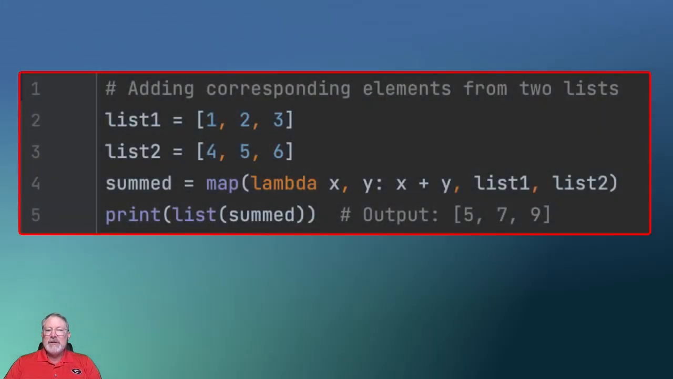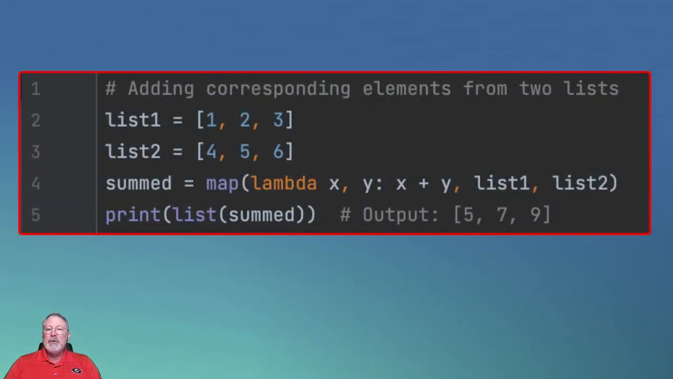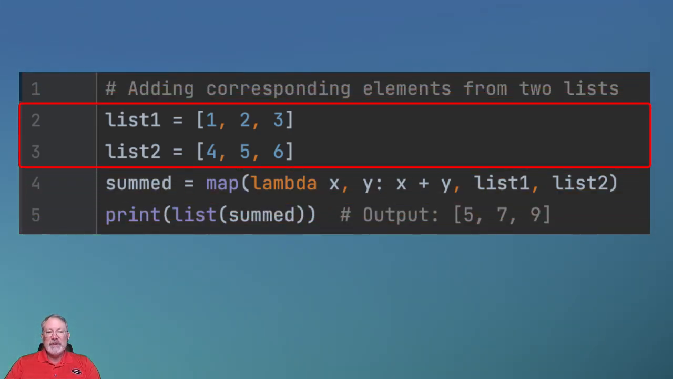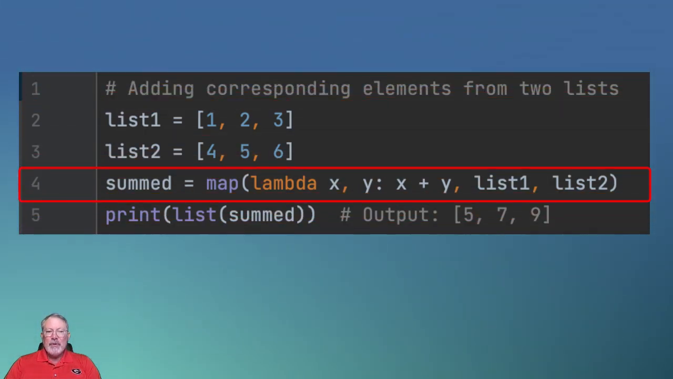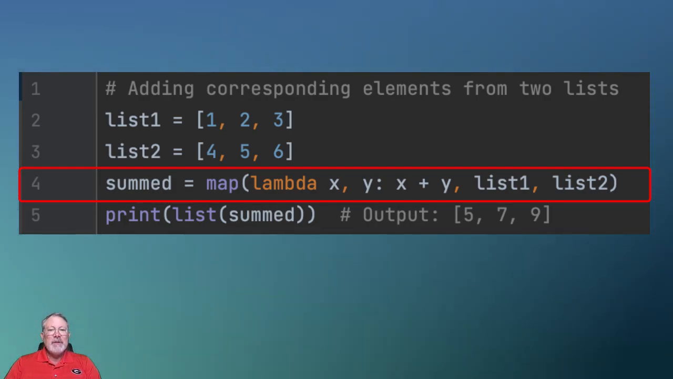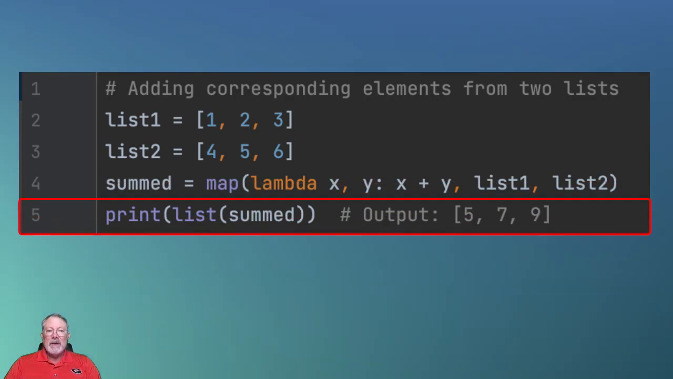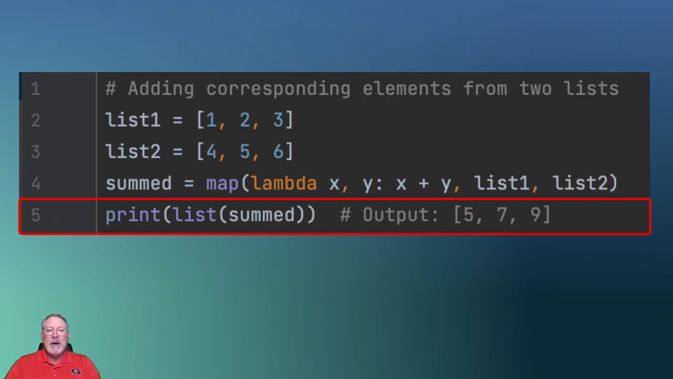If your function takes multiple arguments, you can pass multiple iterables to map. Here we have two lists. Notice in our map function, we're using a lambda function that takes two values. So here the map function combines two lists element-wise using the lambda function to calculate their sum.